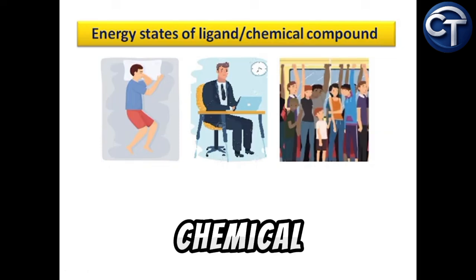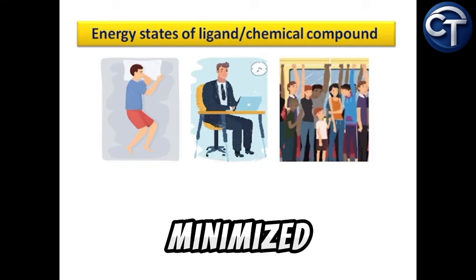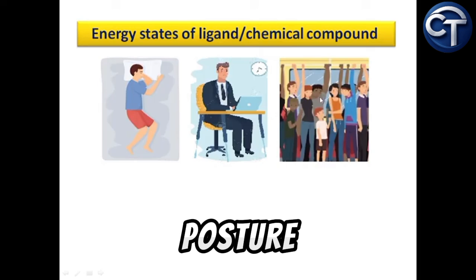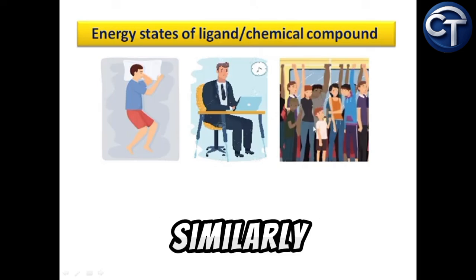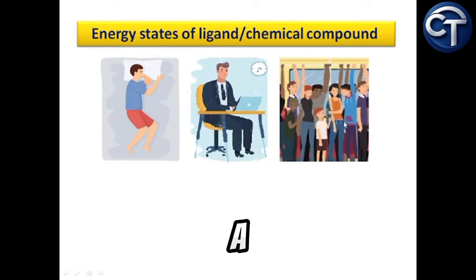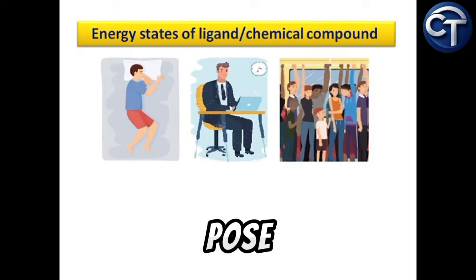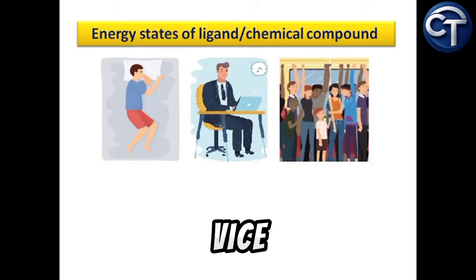Similarly, each chemical compound or biomolecule has a different energy state, and they want to achieve the energy minima state if the situation allows. When the man is standing, he requires more energy to maintain the posture, but he is unable to relax due to the surrounding environment. Similarly, within the binding site of a protein, the amino acid residues influence or determine the pose of the ligand. Even the ligand has an influence on the binding site residues and vice versa. So we'll discuss these in the next segment.